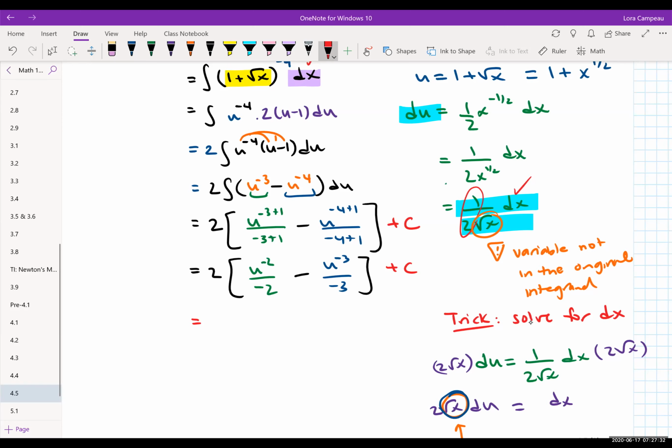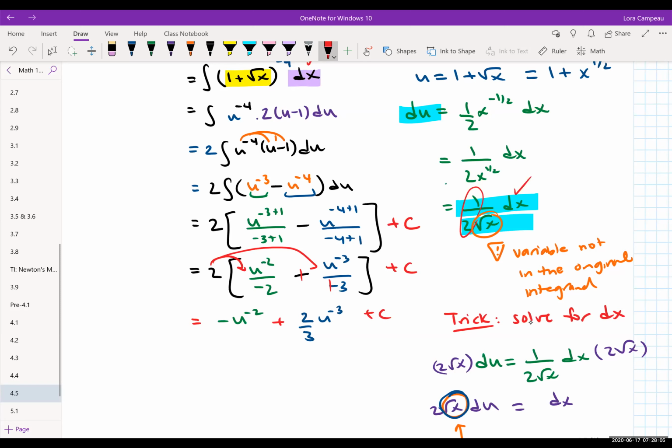Distributing the 2, you'll notice that you end up getting negative u to the negative 2, that the 2's divide out. The negative sign does not. Now we have minus a negative, so that ends up being plus. And if you're distributing the 2, you're going to have a 2/3 u to the negative 3, and what are we missing, everyone? A plus c. Don't forget that one.